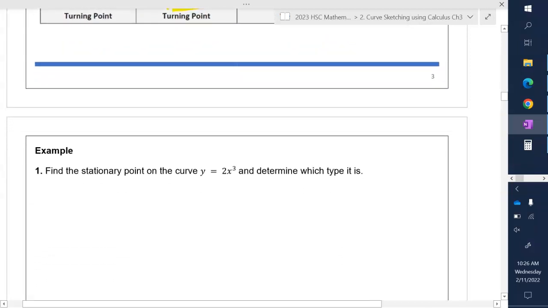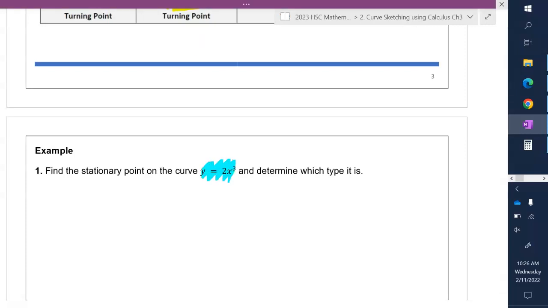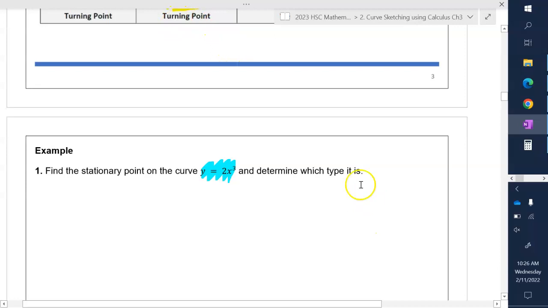Let's look at example 1. Find the stationary point on the curve y equals 2x cubed and determine which type it is. When they mean which type, is it a maximum, is it a minimum, or is it an inflection point? Now, you should be able to look at this curve anyway and go, well, yeah, this is going to be an inflection because it's a cubic.